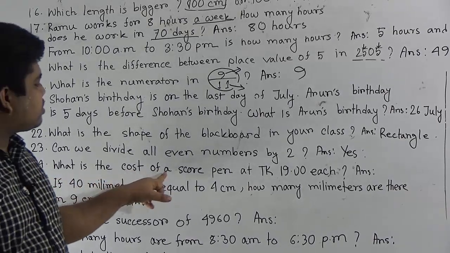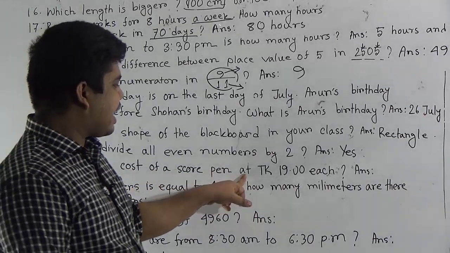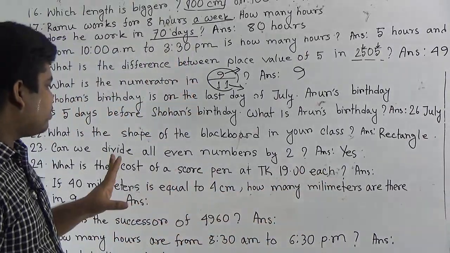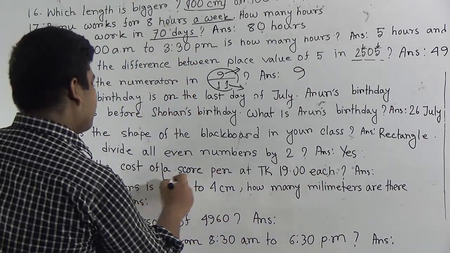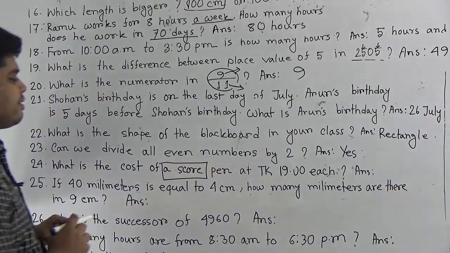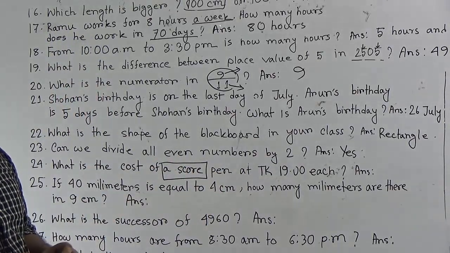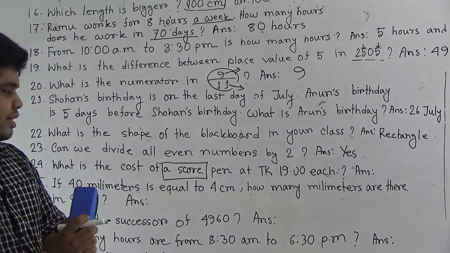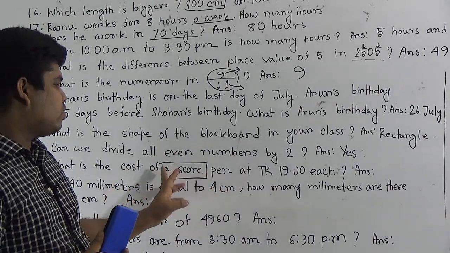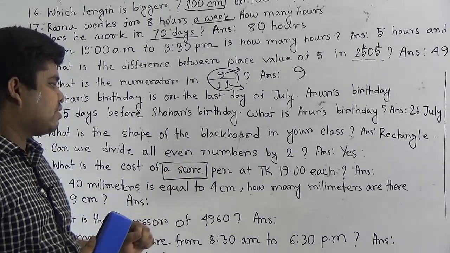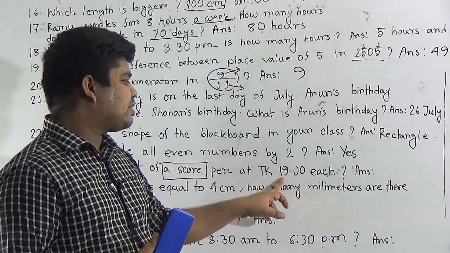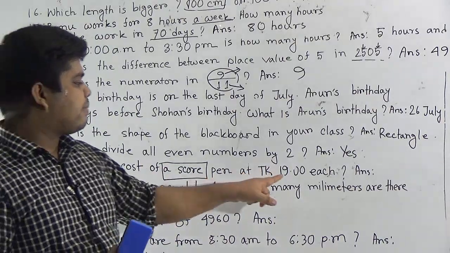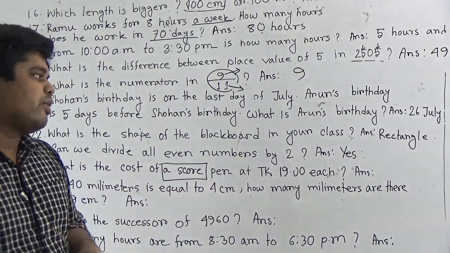What is the cost of a score of pens at 19 taka each? Before starting to solve this, you need to know one score equals how many pens. One score equals 20 things, and here the unit is pen. So one score equals 20 pens. So one pen costs 19 taka. So what is the cost of 20 pens? We multiply 19 with 20 and we get the answer.